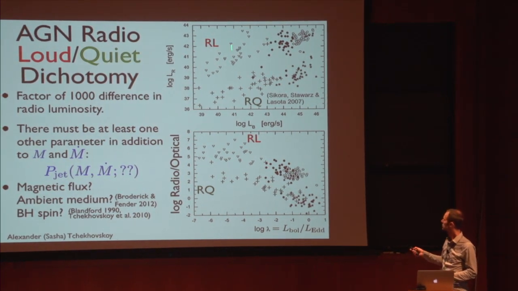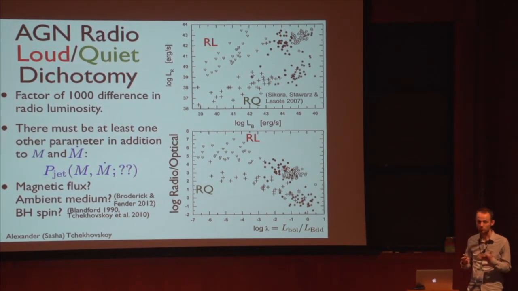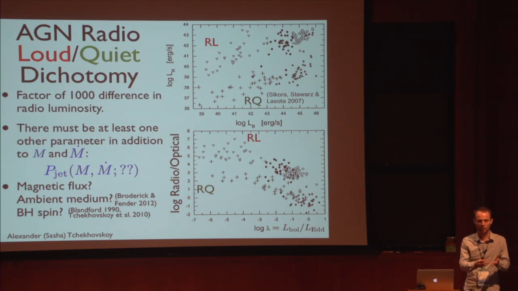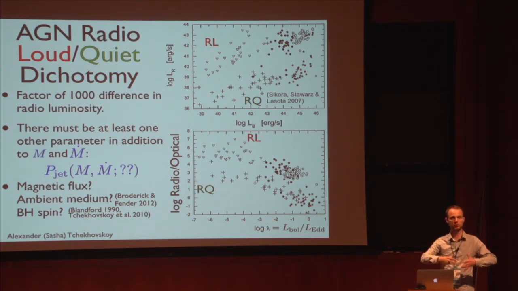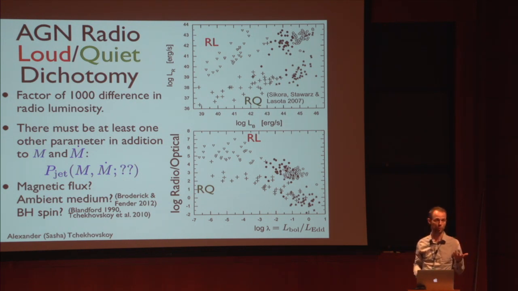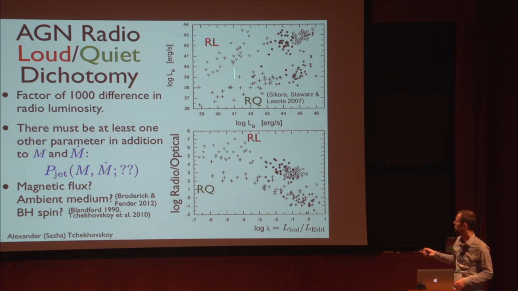It could be that there is a difference in the ambient medium. Maybe the radio emission traces not just the jet power, but the interaction with the ambient medium. So if there is more material that the jet interacts with, that will lead to more radio emission produced. And so this is just an illusion, not a real dichotomy in the jet power.